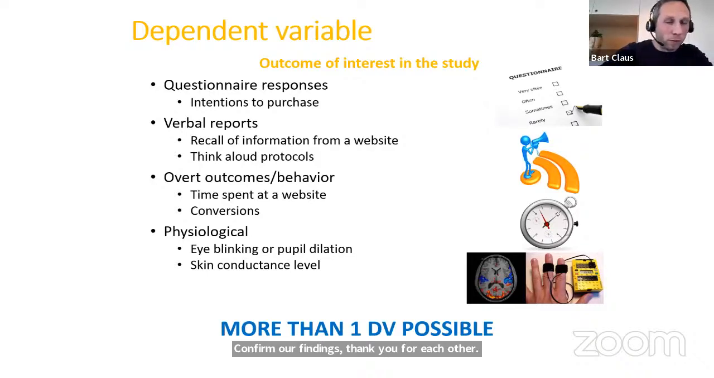And we can ask for verbal reports at the same time, right? So we might use several dependent variables to test for the same thing, which is excitement, for example, right?